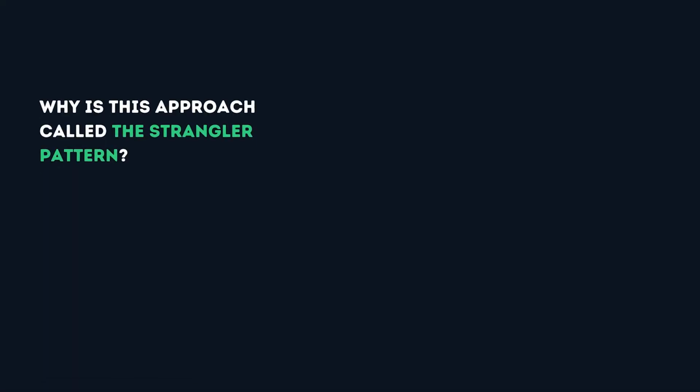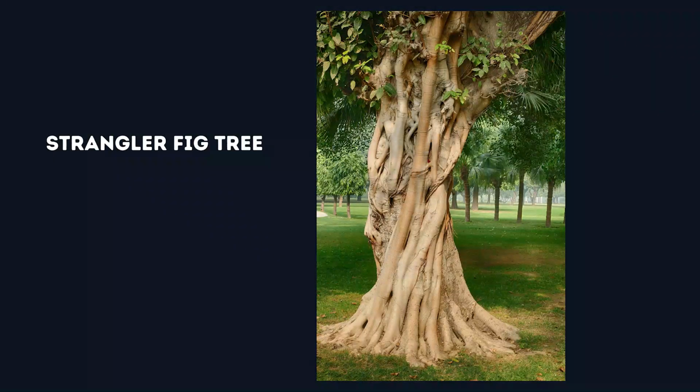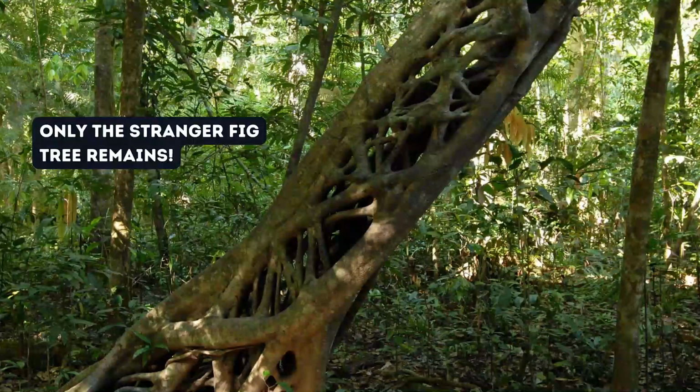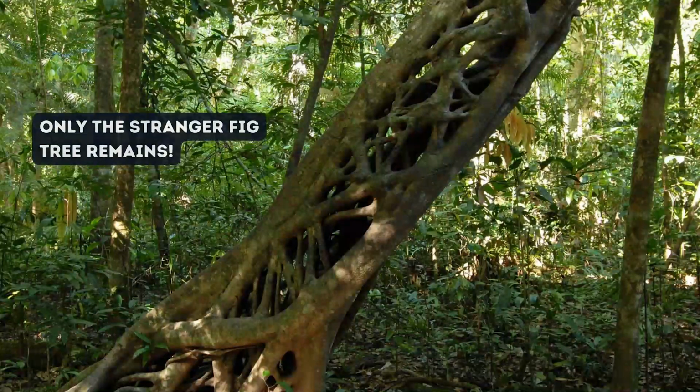Why is it called the Strangler Pattern? It's inspired by a type of tree, the Strangler fig trees to be specific. They actually plant seeds in the upper branches of other trees. Then they work their way down to the ground. Over time, they replace the old tree until only the fig tree remains.